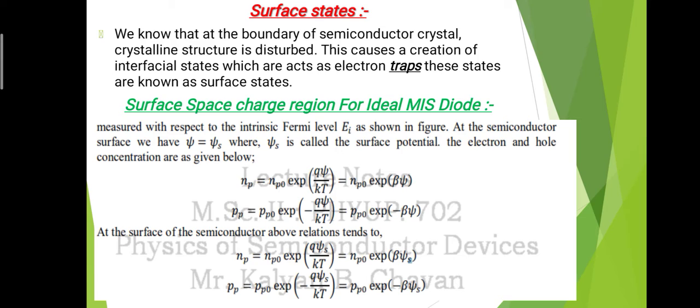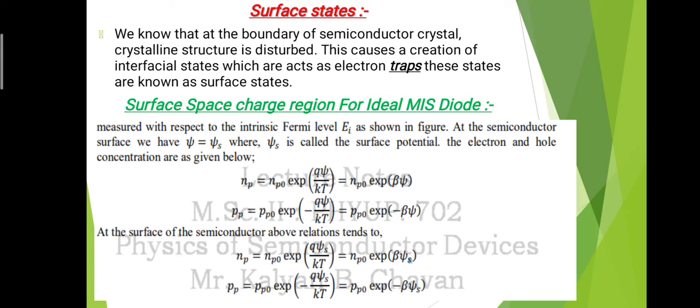Now in this video we have to discuss the expression for the space charge region for the MIS diode, or the surface space charge region for the ideal MIS diode. First we have to discuss the surface states. So let's see surface states.